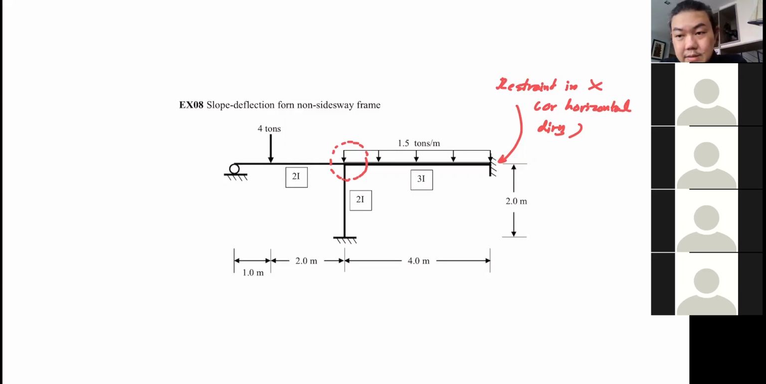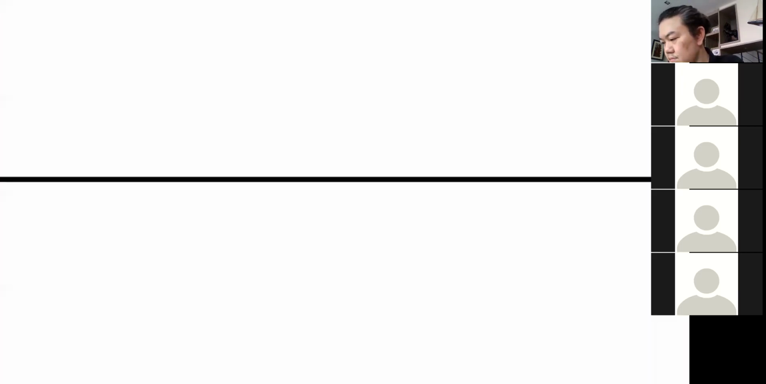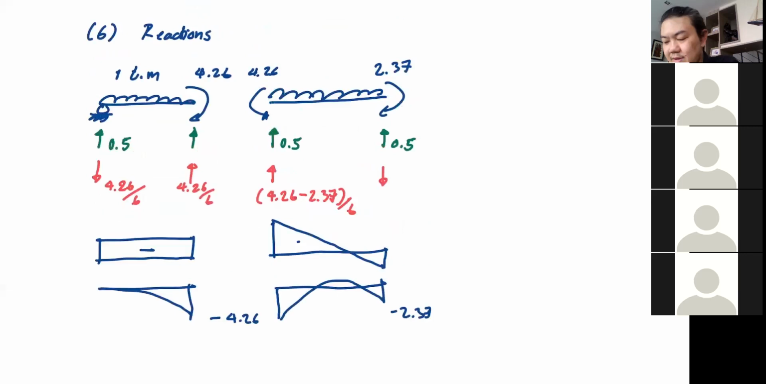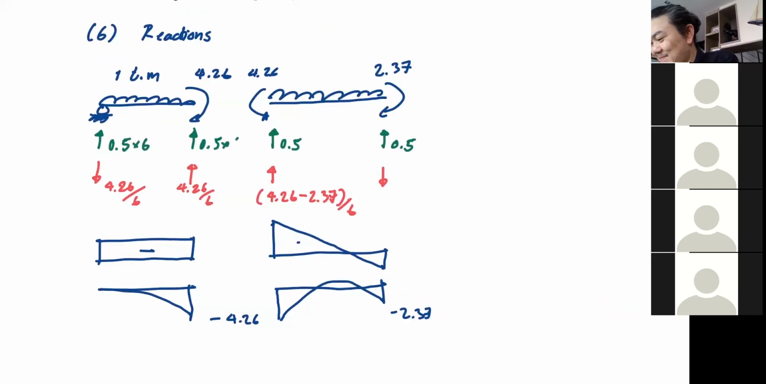Excuse me. Yes. Could you go back to step number six for the reaction calculation? Okay, this one, right? 0.5 is just a proportion, right? It's the reaction due to the vertical load itself. So it's just WL over two, right? But when we use the L, it's equal to 6. Okay, you're right. L is 6, I forgot. So yeah, it's not wrong. How about that?